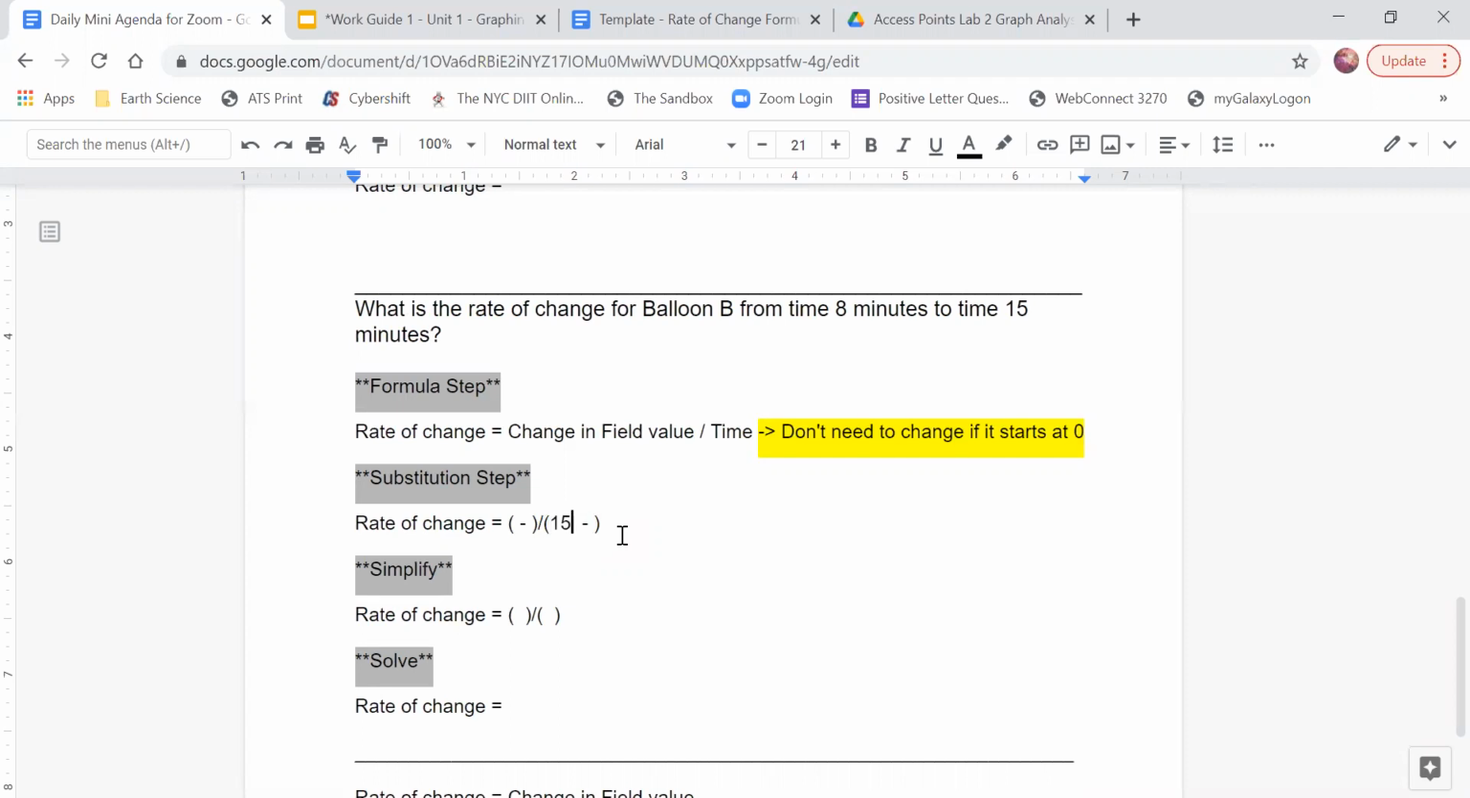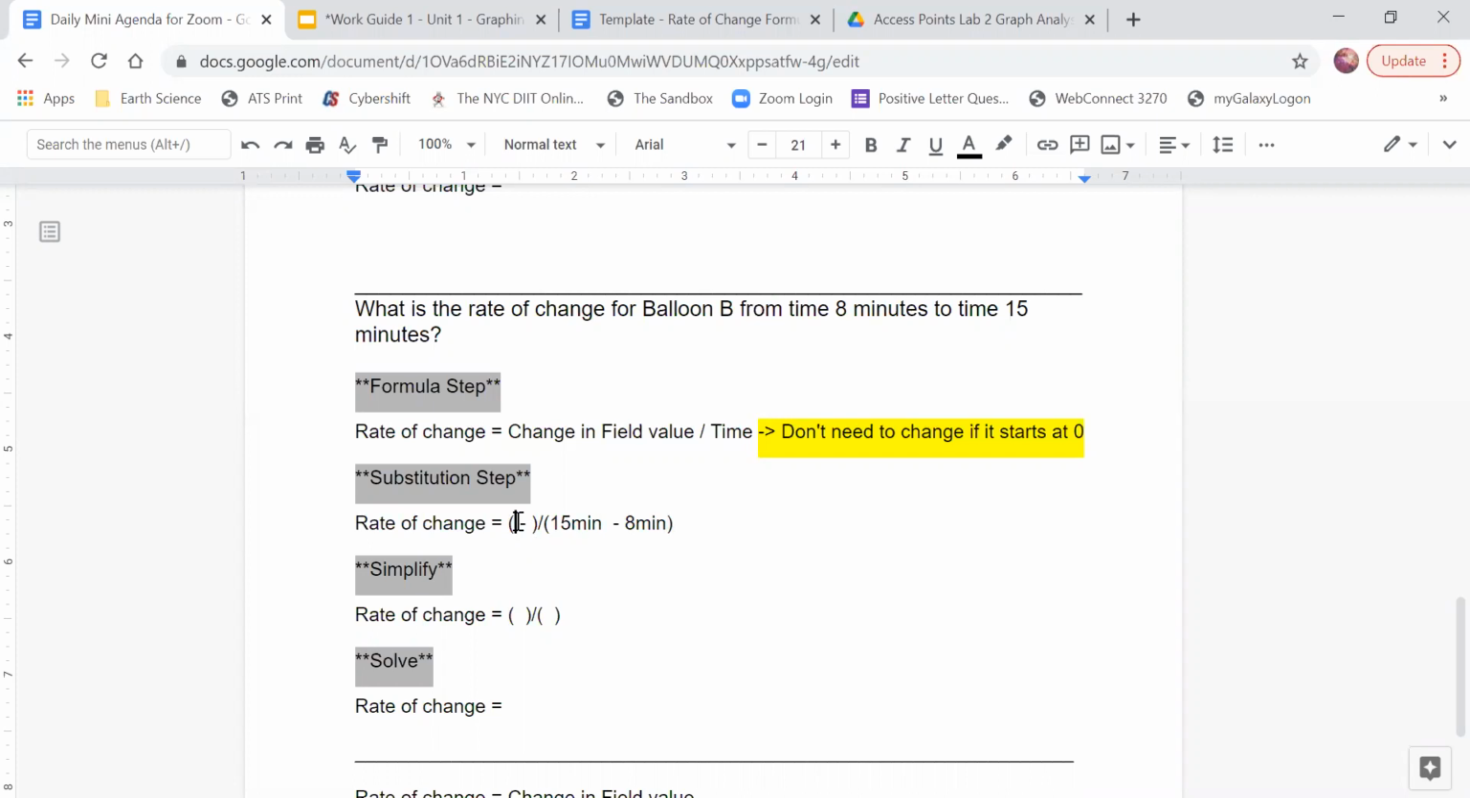So 15 minutes. Minutes. You can do the abbreviation or you can write it out, whatever you're most comfortable with, as long as you have units. That's all I care about. Okay. Then I'm going to subtract from it the other time, 8 minutes. And now I can solve for the difference in time between them. So the amount of time that I care about that this balloon was rising is during this interval between 8 and 15.